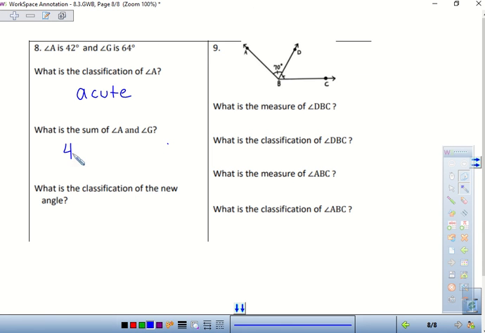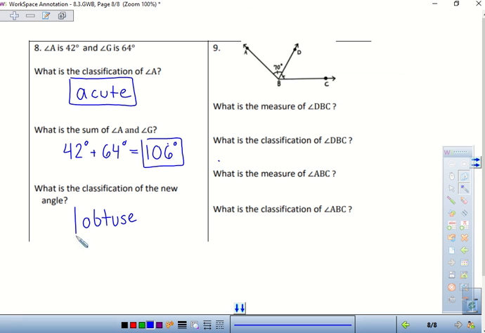What is the sum of angle A and angle G? Obtuse. You're right, it would be obtuse. But we want to know the exact measure, which would be what? 106. And now your answer was basically what they're asking in the next question. Yes, it is obtuse, right? So the new angle, 106 degrees, is obtuse. So is everybody good with how we got these classifications, how we got 106? All right. Next one.